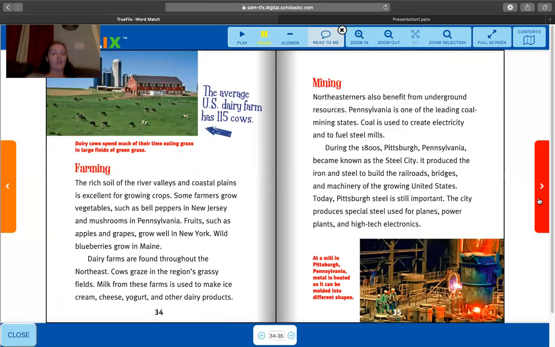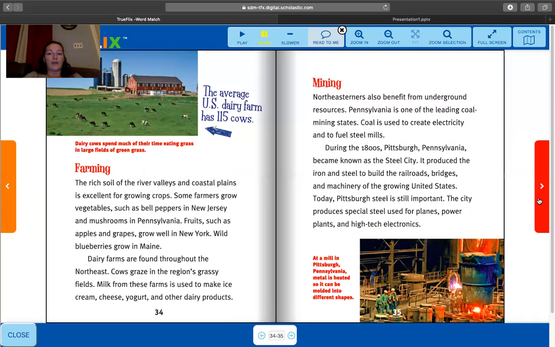Farming. The rich soil of the river valleys and coastal plains is excellent for growing crops. Some farmers grow vegetables such as bell peppers in New Jersey and mushrooms in Pennsylvania. Fruits such as apples and grapes grow well in New York. Wild blueberries grow in Maine. Dairy farms are found throughout the Northeast. Cows graze in the region's grassy fields. Milk from these farms is used to make ice cream, cheese, yogurt, and other dairy products.